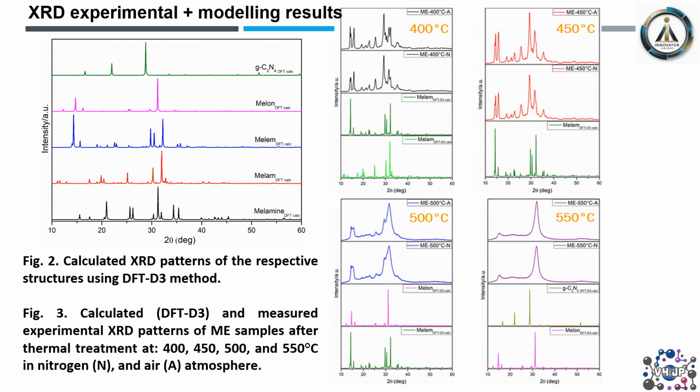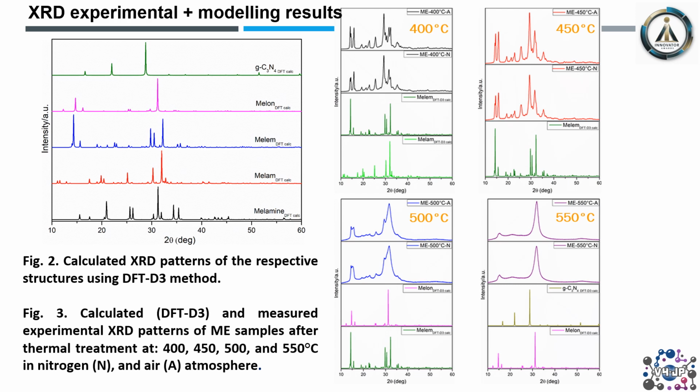And what we could also say is that these results that we achieved, we were able to compare with the results of the elemental analysis, which I showed you in a summarization in the table. So what we could say is that the XRD patterns for the samples heated at 400 degrees were attributed to melem as a dominant phase and remaining melem respectively.